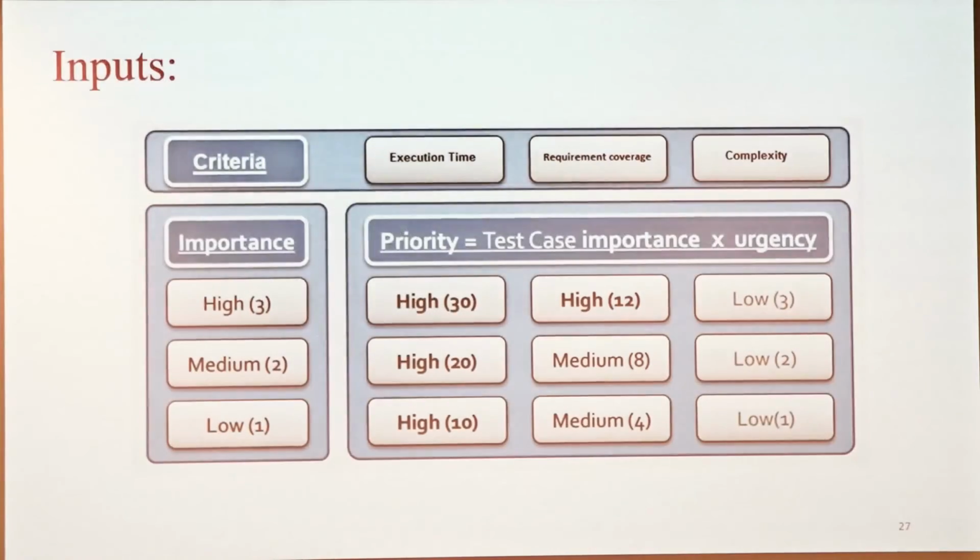For the future work, as I said before, we are trying to implement and release our prototype for different companies, and we have an example screenshot of our prototype. With this version, as a tester or an engineer, it is very easy to use this prototype. You can just select with some linguistic variables the effect of the criteria, for example, execution time, requirement coverage, complexity, with linguistic variables between very low and very high.